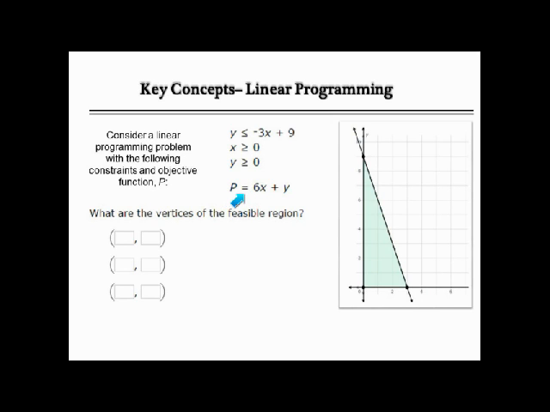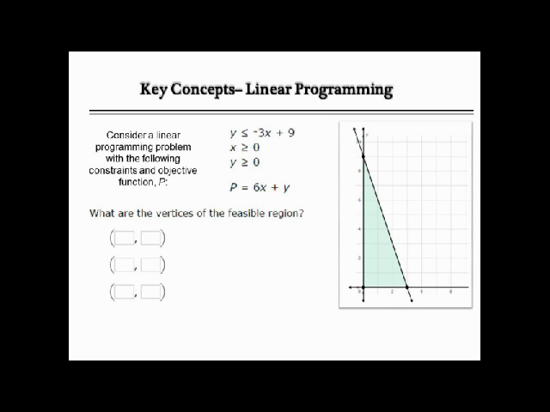P equals 6x plus y. But they want to know, wherever it's shaded, this is called the feasible region. So anything that's feasible would lie within this region. The question that they're asking is, what are the vertices of this feasible region? So all you have to do is write down the x, y value of these points.